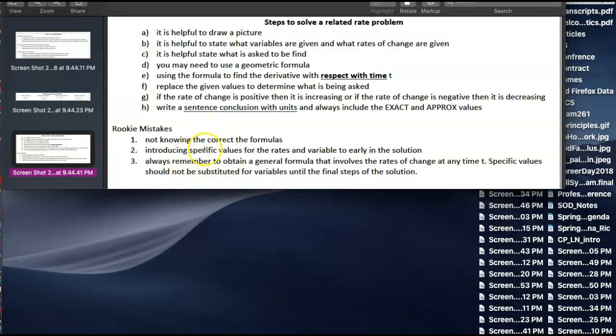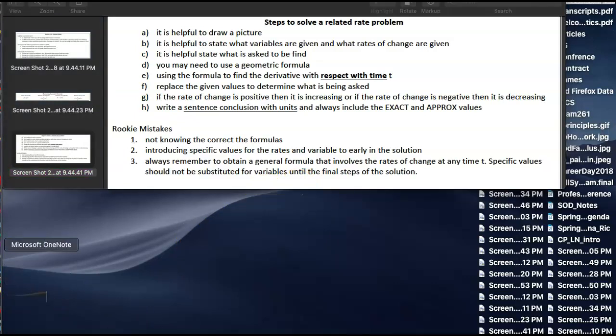Rookie mistakes: not knowing the correct formulas. If you don't know the correct formula, then everything is problematic. Another is introducing specific values of our rates and our variables way too early, so you want to monitor that, and always remember to obtain a general formula that involves the rates of change at any particular time. Specific values should not be substituted for the variables until the final steps. So that's something that we want to take into consideration.